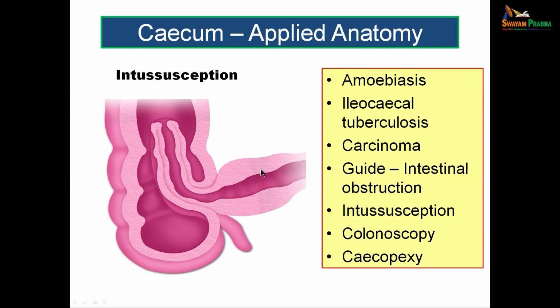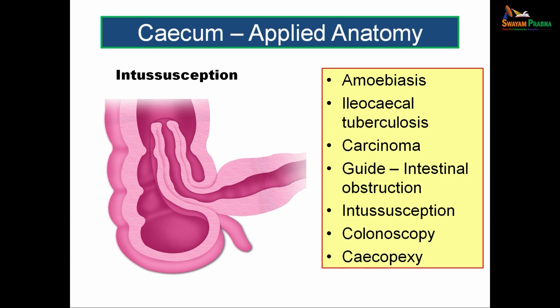Next, we will look at the applied anatomy of cecum. In the cecum, you can find a mass in the right iliac fossa. Then you have to rule out certain diseases like amoebiasis. Amoebiasis is a parasitic infection, most commonly caused by Entamoeba histolytica. So, this can give rise to a mass in the right iliac fossa if it involves the cecum.